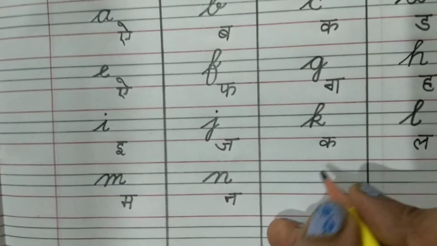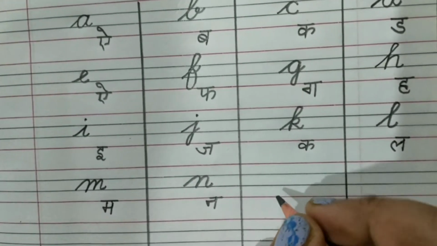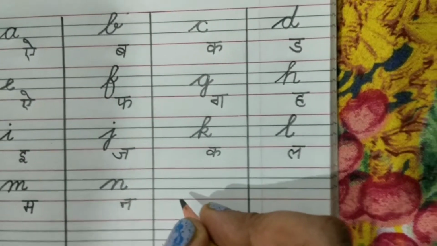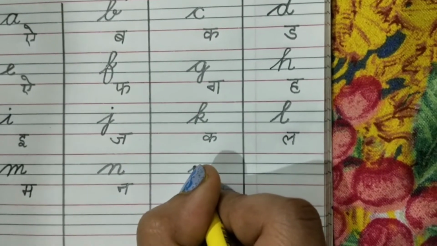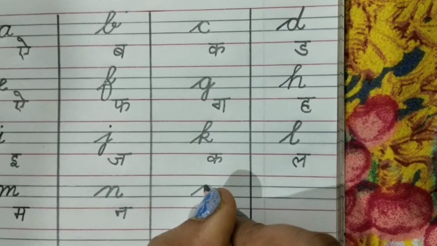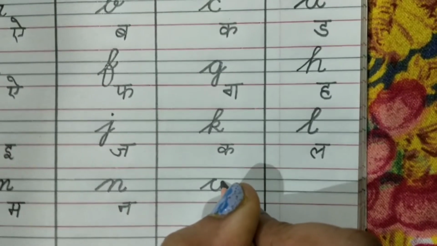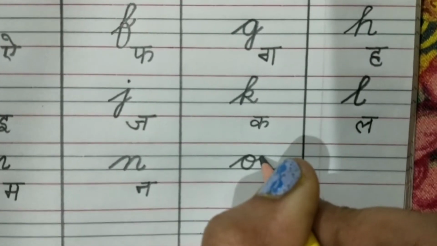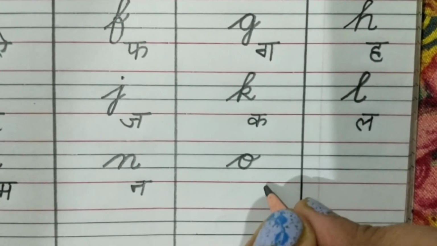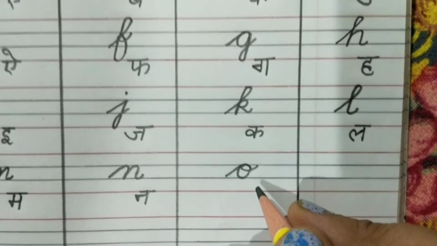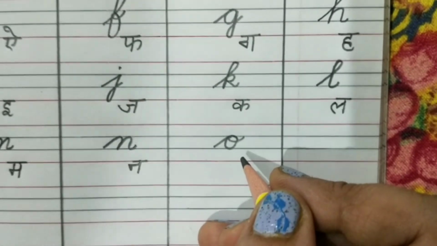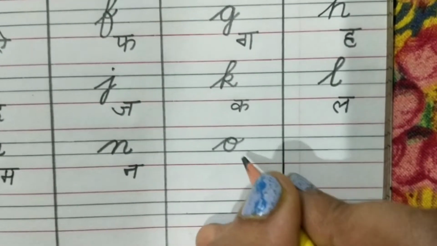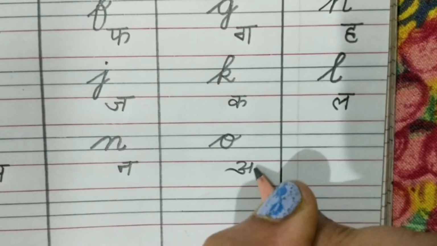After N, come to the next letter, letter O. O says O. Slant line. Then make a circle like this and turn like this. This is O. O says O. O orange, O onion, O orange and an onion. O says O.